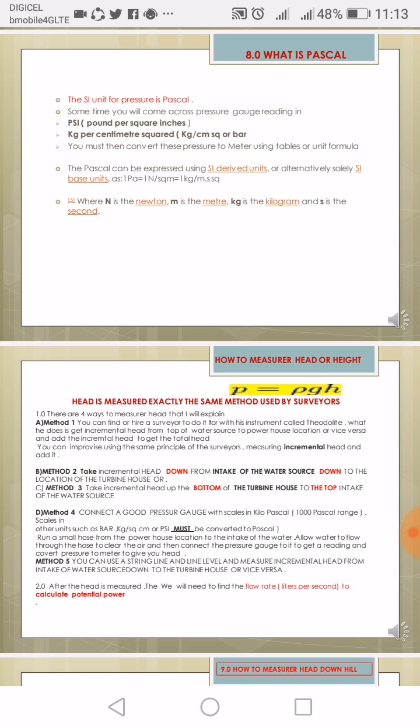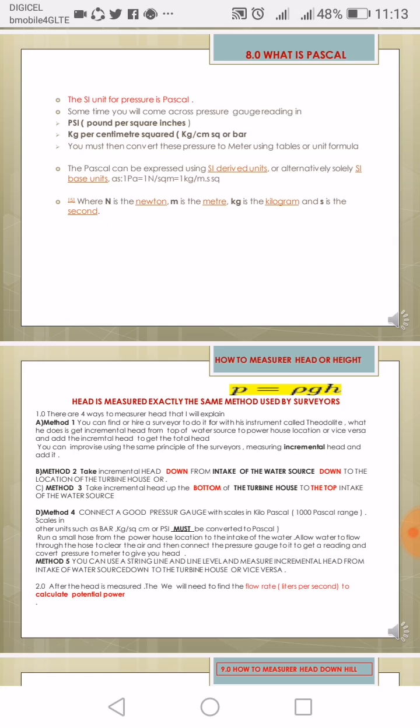Now you need to use this pressure gauge, converting it to head. You must sometimes read the head off the gauge. I'm giving you head, yeah? The Pascal can be expressed using the derived unit, so you can see this here.